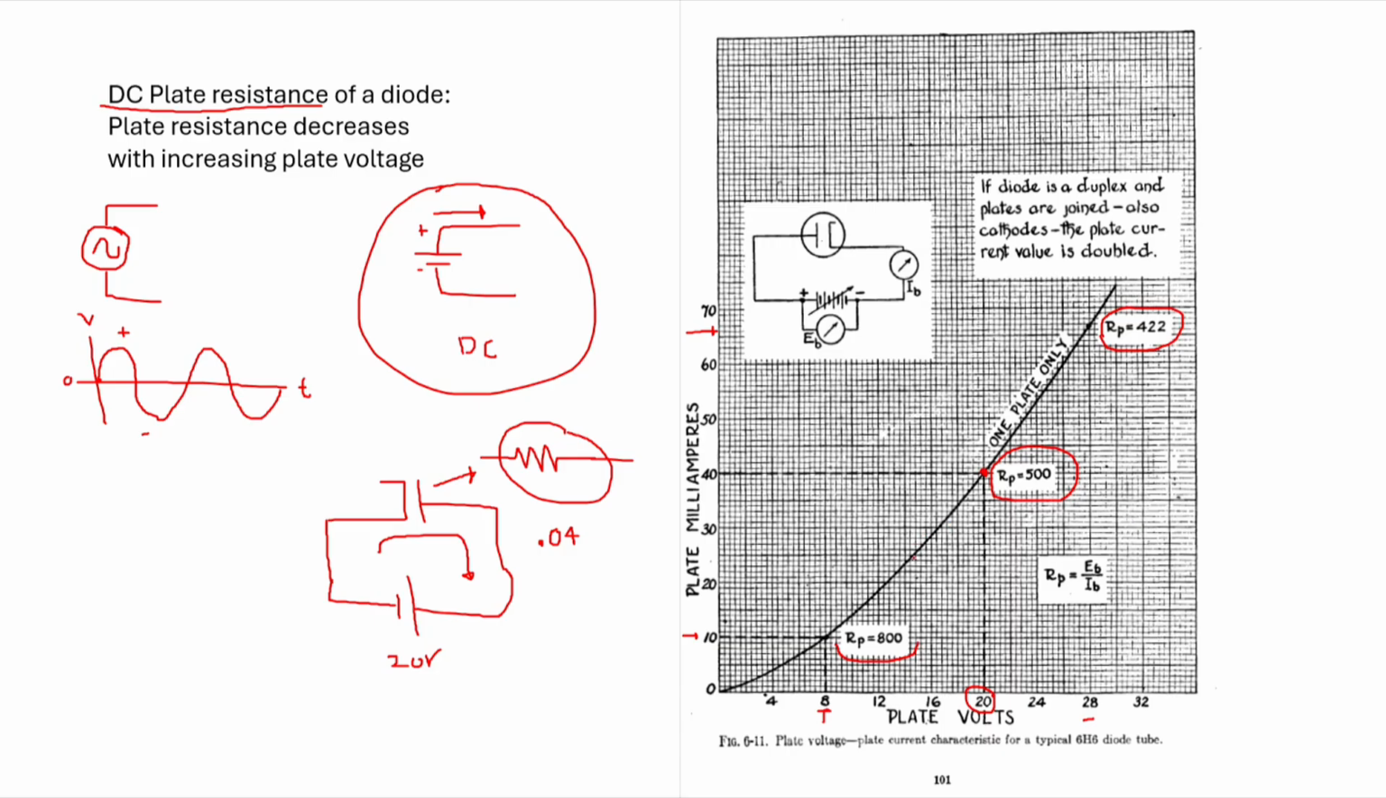So generally in most of this linear area here, first of all I want you to note that as the plate voltage increases, the resistance of the diode decreases.